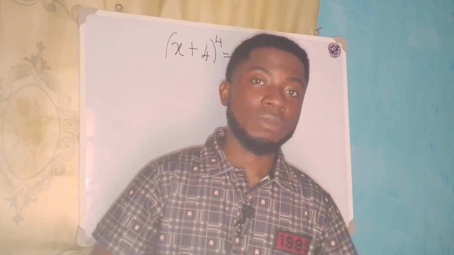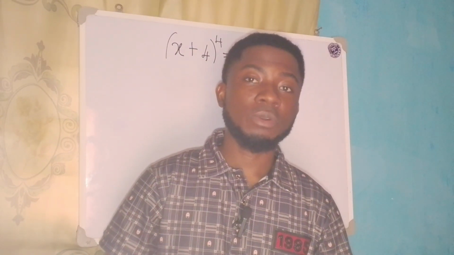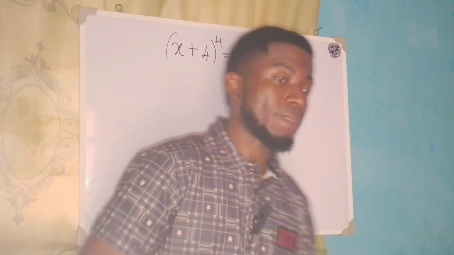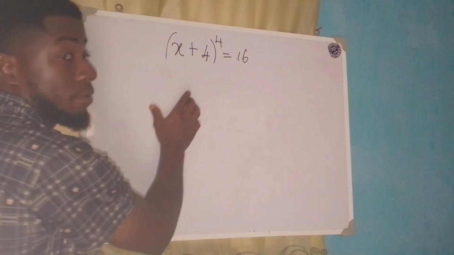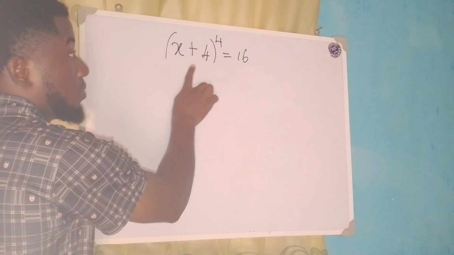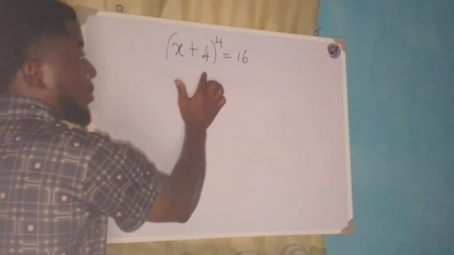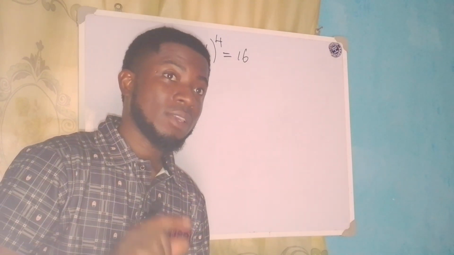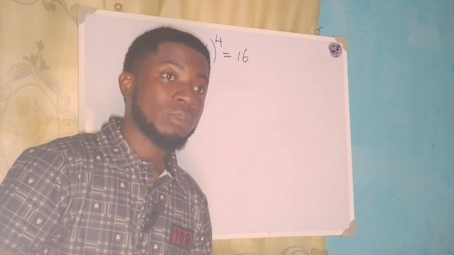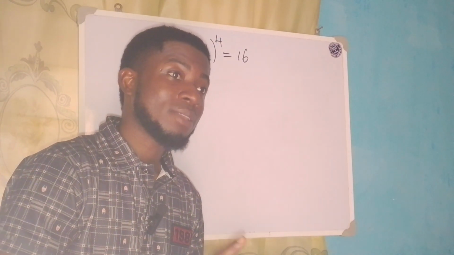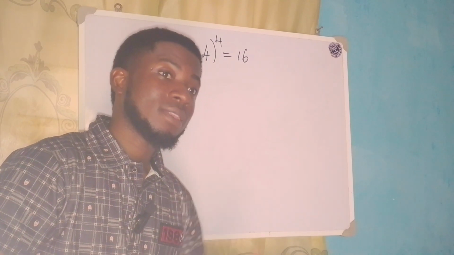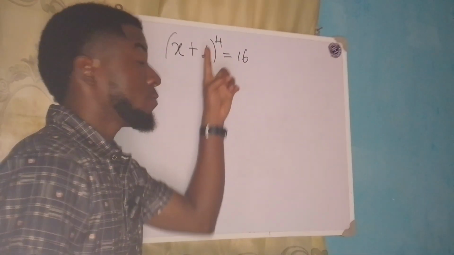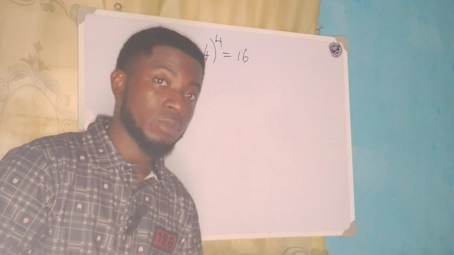Let's provide the solution to the problem on the board very quickly. Sit back and learn. Okay, we have (x + 4)^4 = 16. One thing you should know is that when you're solving a problem, you're expected to have as many solutions as the power of the problem. So now that we have the power of 4, we are to have 4 solutions.